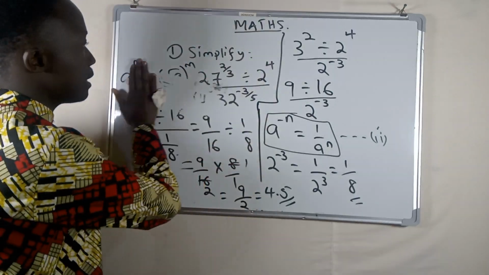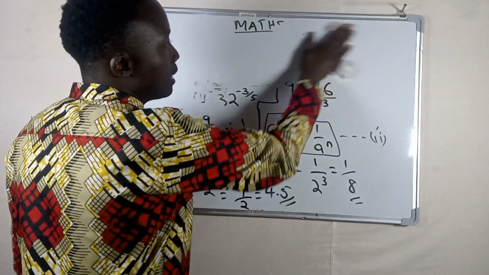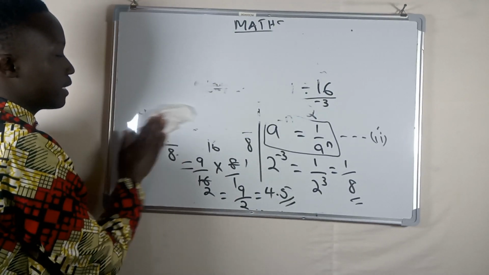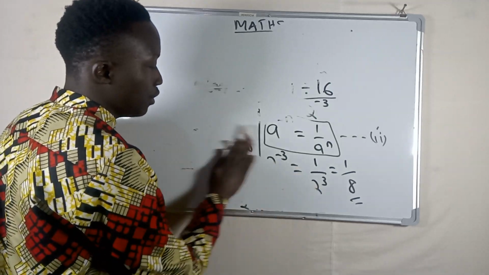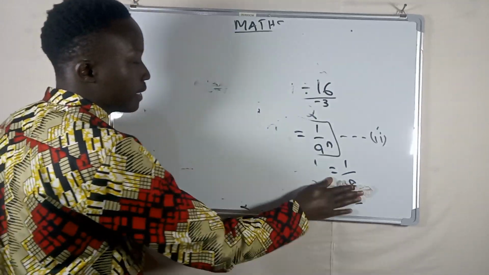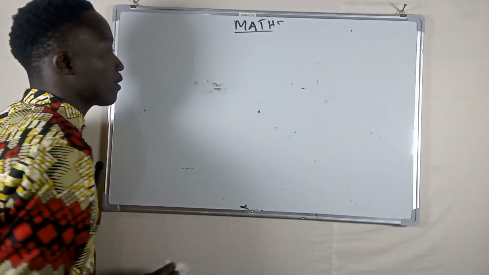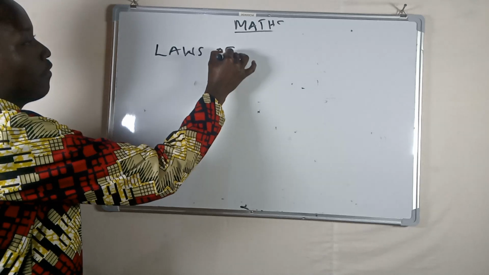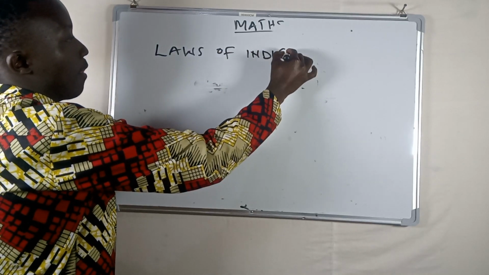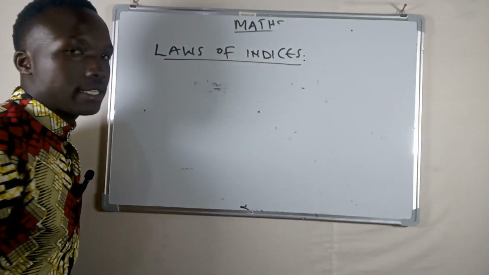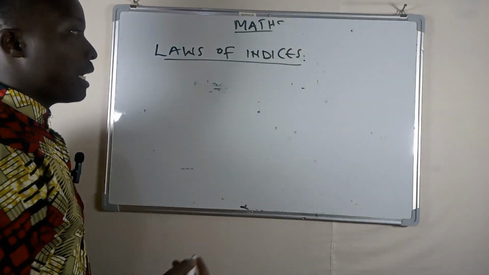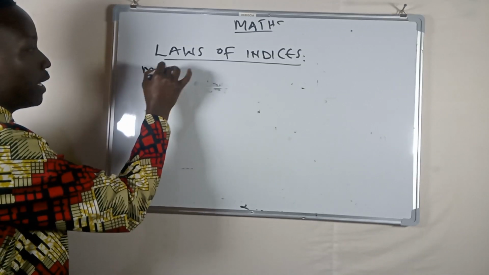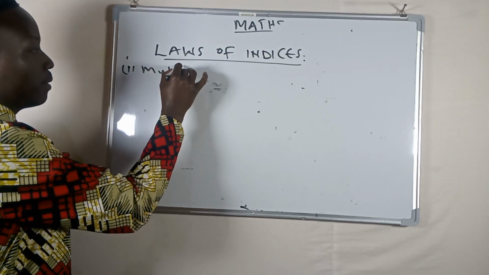So let's utilize this space and write down the rules used in indices. So we have the rules of indices. We can start with the first one. We call it the multiplication law.